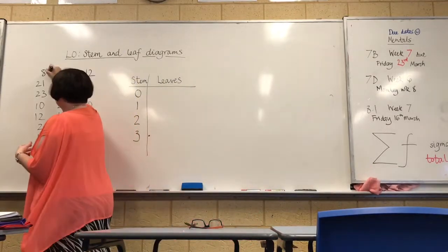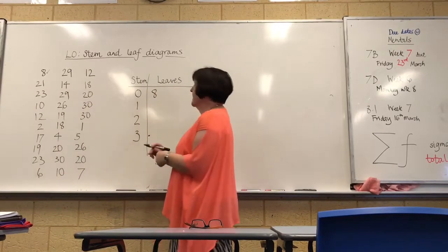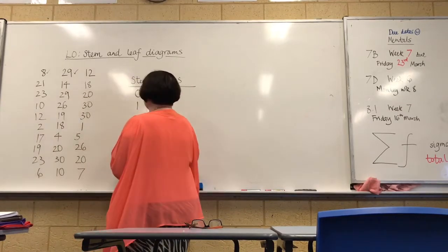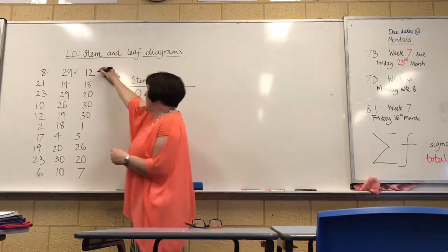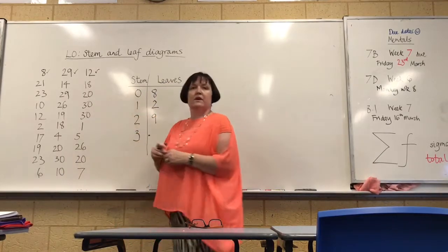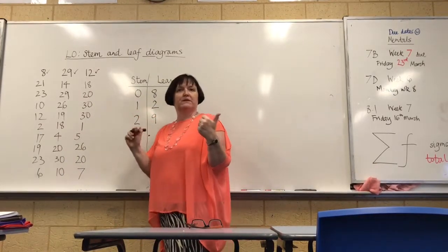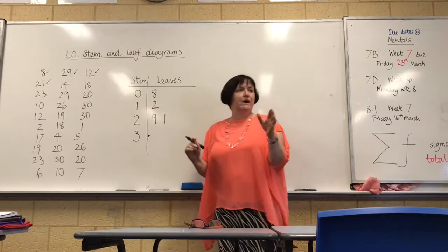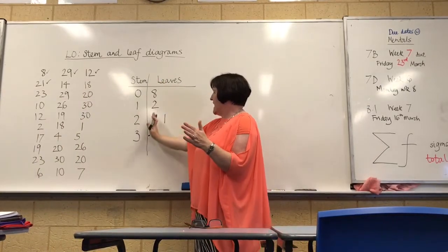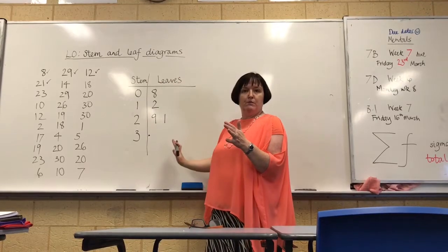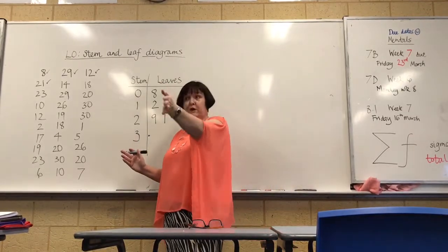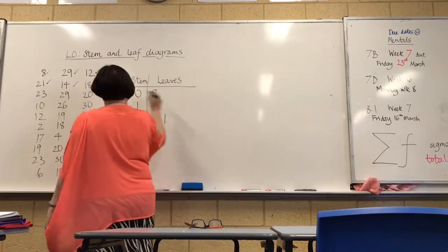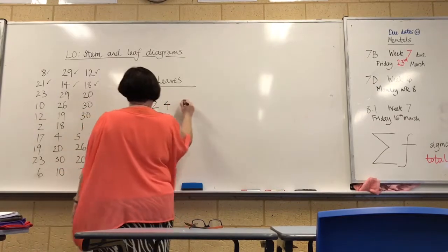Okay? So 8 will go here, because obviously we've got no tens, 8 units. 29 will go here. 2 tens, 9 units. 12 will go there. Okay? Is this ringing bells now? Do people remember? Good. 21 will go there. Now, one of the things to remember with your stem and leaf diagram is that your leaves have to be in neat columns. If you want to actually draw yourself some columns, you can, but you don't have to. Okay? 14 will go there. 18 will go there.